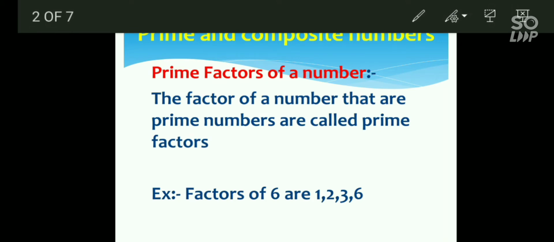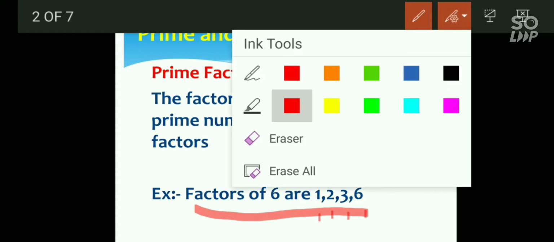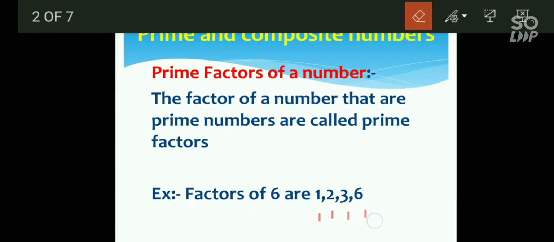What are prime factors of a number? The factors of a number that are prime numbers are called prime factors. For example, factors of 6 are 1, 2, 3, 6. Means 1, 2, 3, 6 completely divide 6. So, we can say the factors of 6 are 1, 2, 3 and 6.